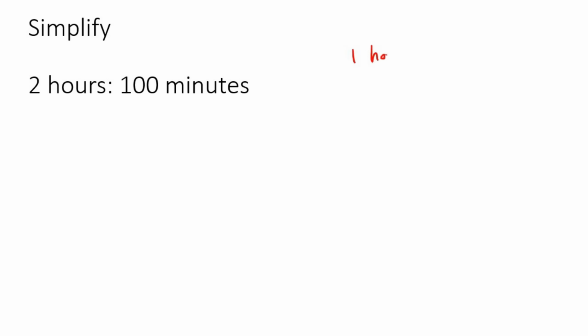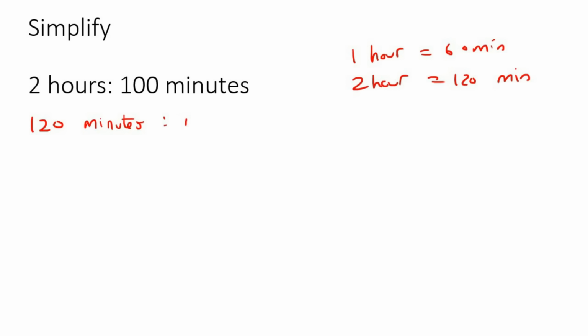So we know that in 1 hour, that's 60 minutes. So if you have 2 hours, well, that's going to be 120 minutes. So we're going to say 120 minutes. And then over here, we're going to say 100 minutes. And now, because it's minutes and minutes, we can just cancel it. Or let's just leave it there. And then on the next line, I'll just say 120 and 100.